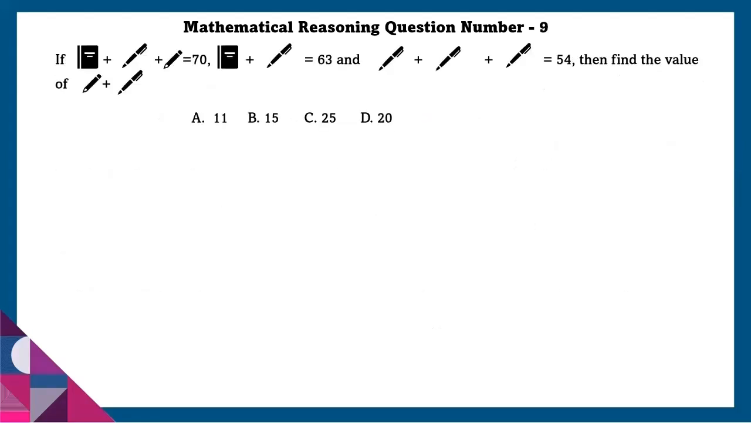Mathematical reasoning question number 9. If book plus pen plus pencil is equal to 70, book plus pen is equal to 63 and 3 pens are equal to 54, then find the value of pencil plus pen.